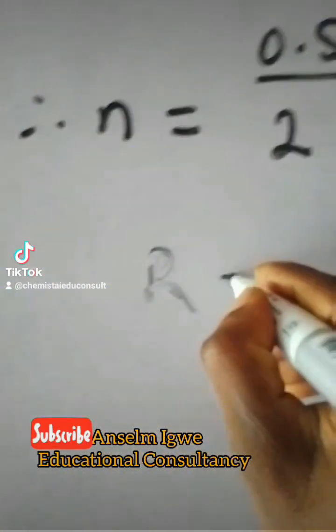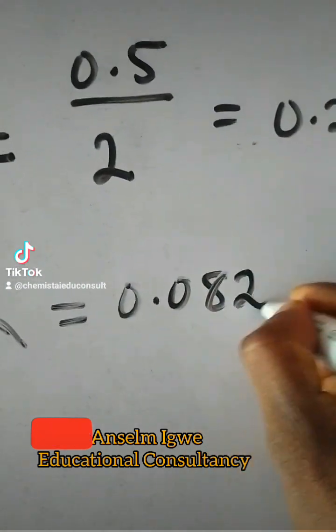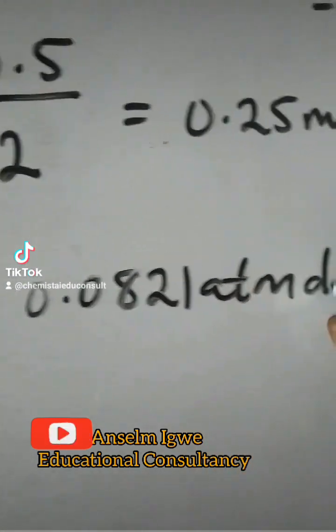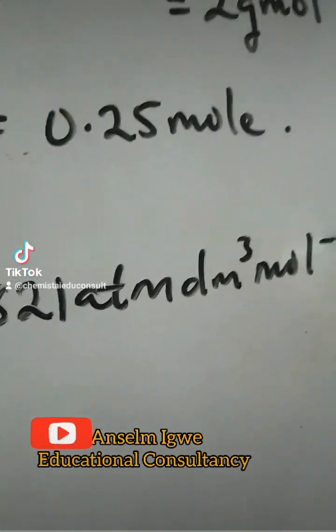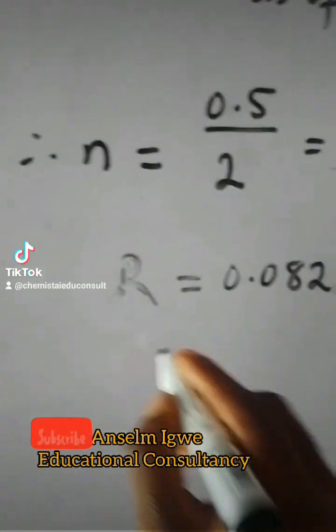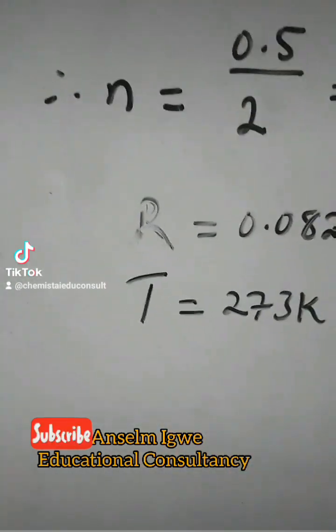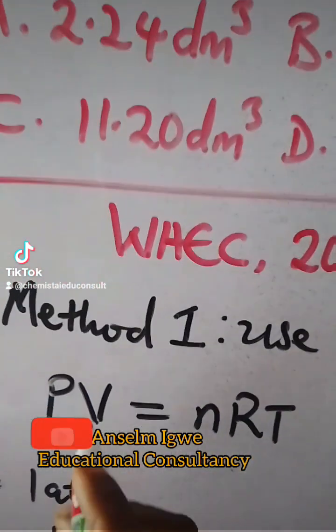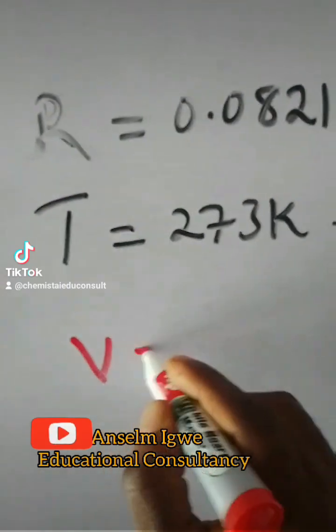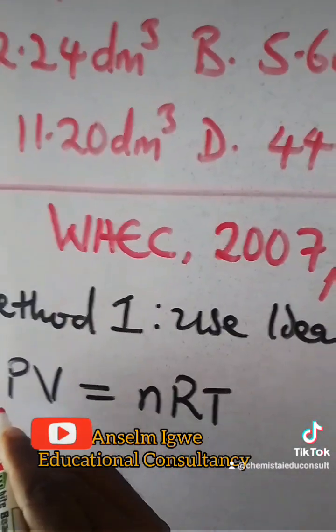Another thing we recognize there is the molar gas constant, capital R. It is given as 0.0821 atmosphere dm cube per mole per Kelvin. And finally, the standard temperature, which is 273 Kelvin. So, having known all this, we now make V the subject of the formula. V equals nRT divided by P.